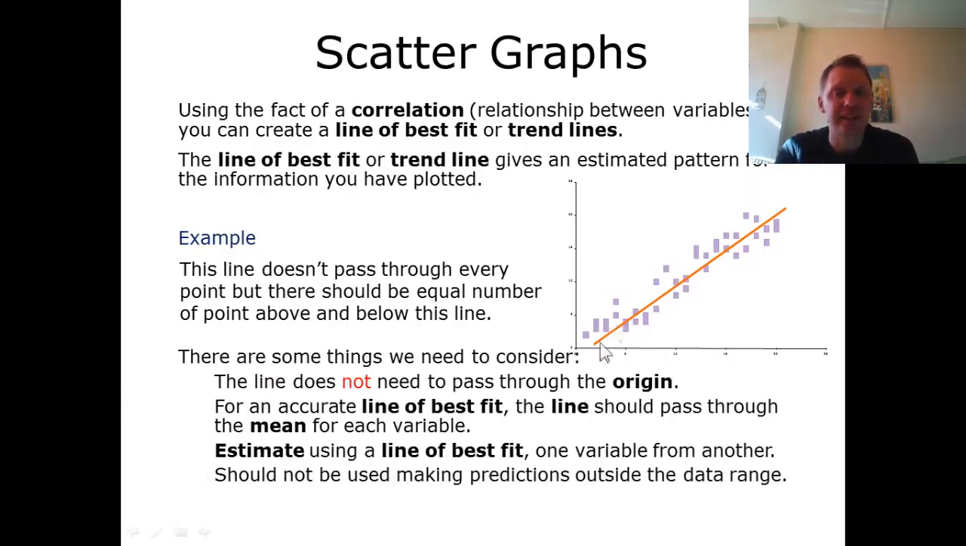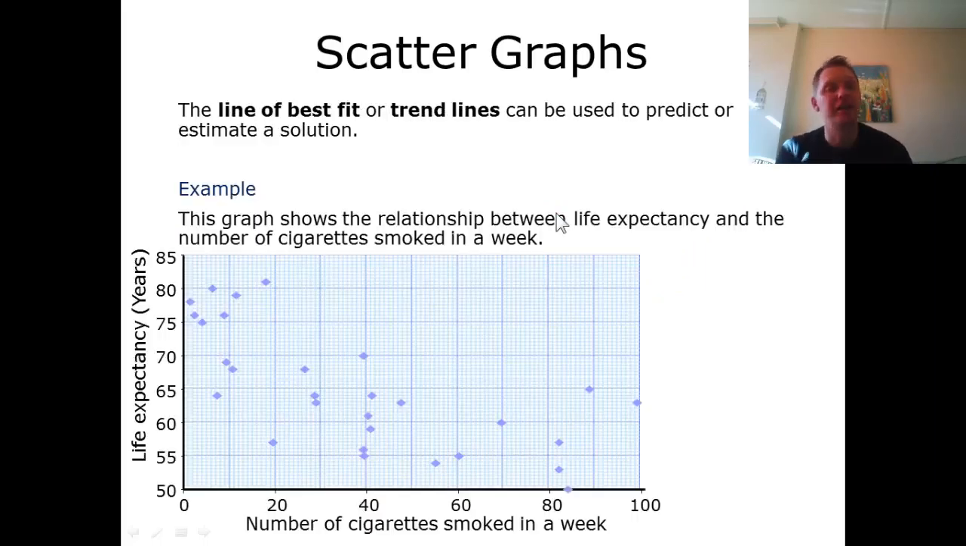Things we need to ensure when creating our line of best fit: it doesn't have to pass through the origin, 0, 0. For the most accurate line of best fit, it should pass through the mean of our two variables, so through the very center point. And any estimates made from the line of best fit must be made only within our data range, so within what we can see. So we can use this to predict or estimate solutions.